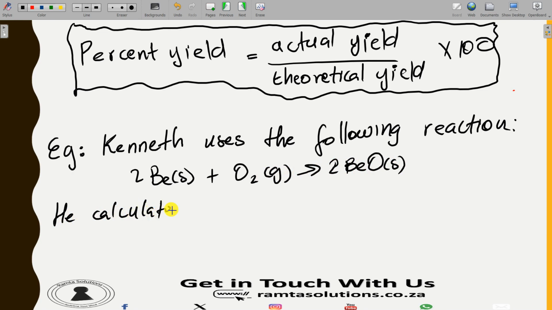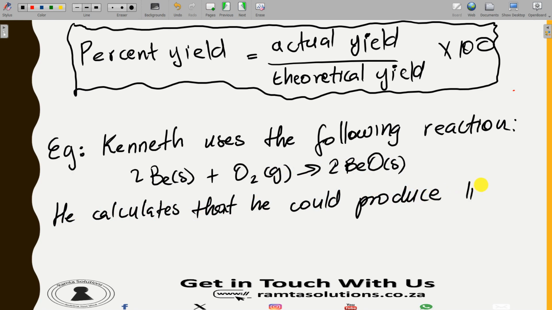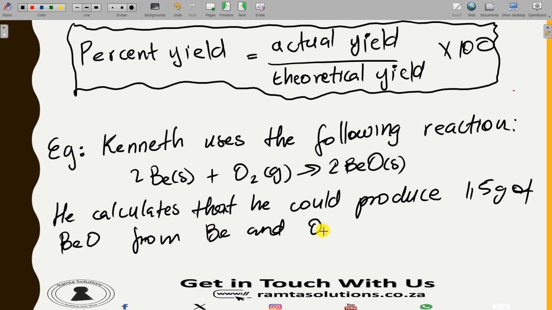Let me write that down. He calculates that he could produce 1.5 grams of beryllium oxide from beryllium and oxygen that is available.